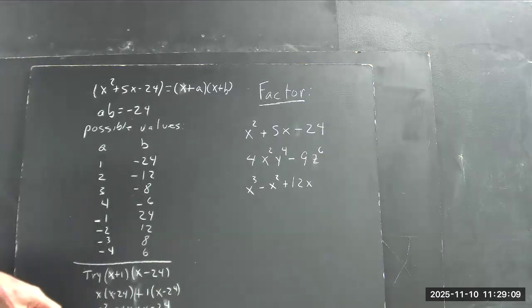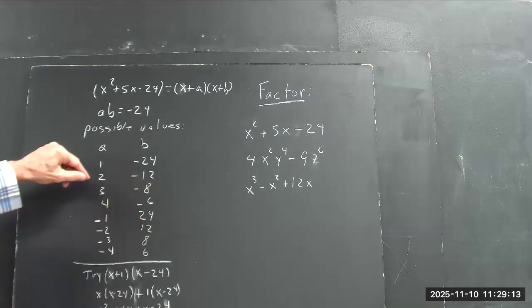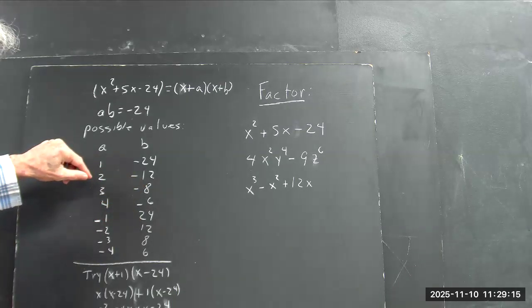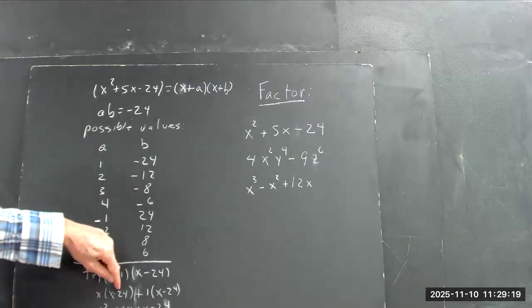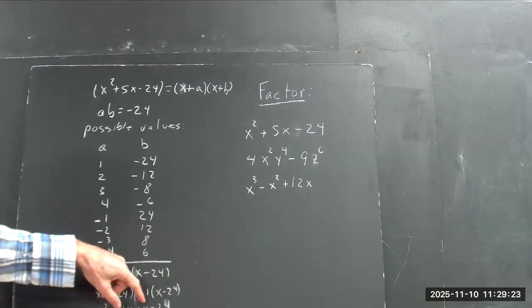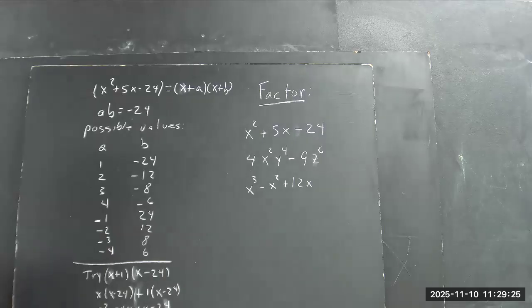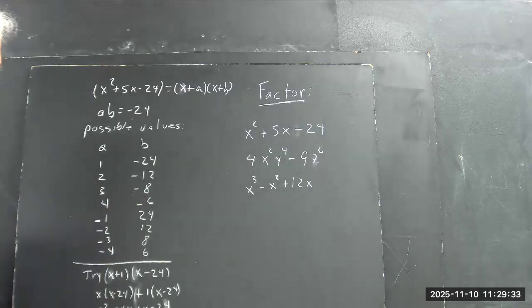If we did this with x plus 2 and x minus 12, we'd have a 2x, we'd have a negative 12x. I replace this number by negative 12 and this number by 2, I would get negative 12x here and 2x here. That would give me negative 10x. That's not going to work. Okay. Now, if I did 3 and negative 8, well, let's try that.